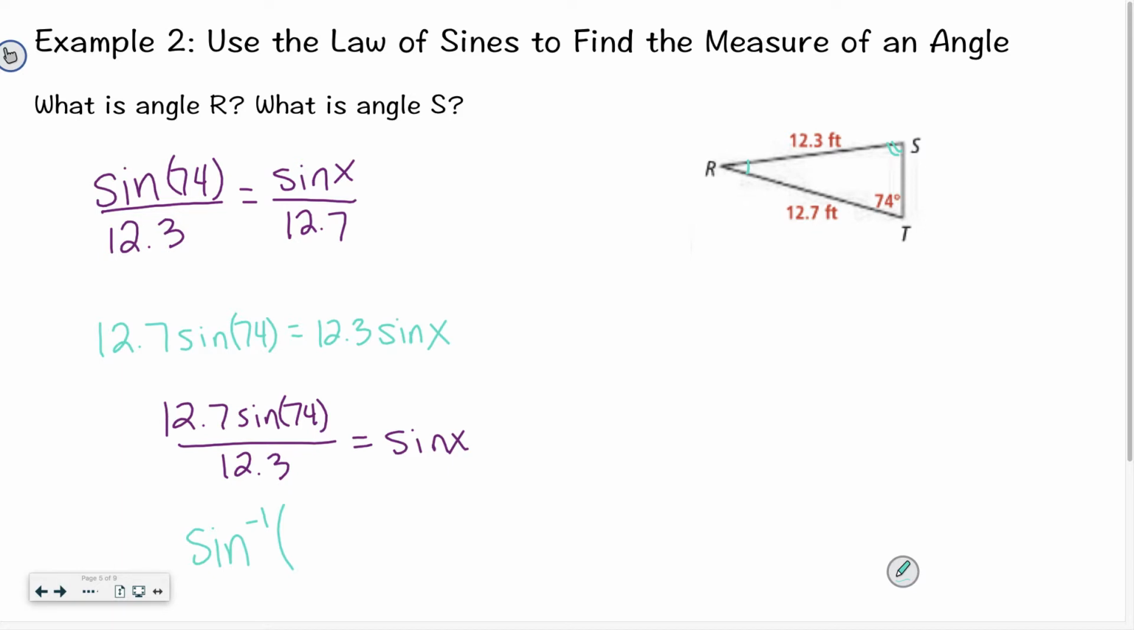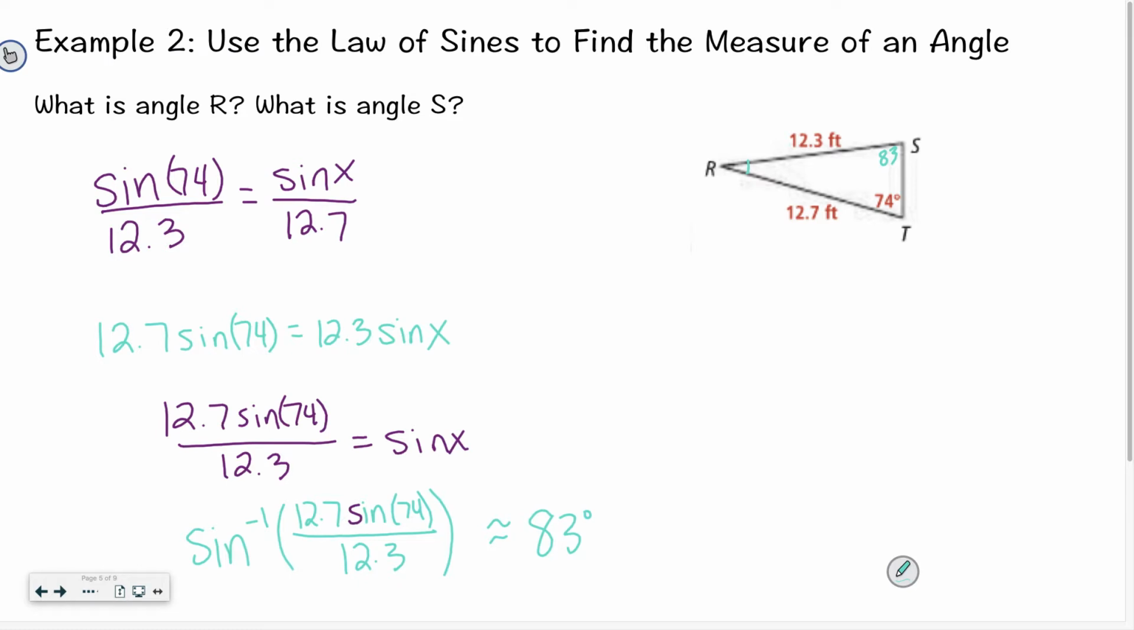My calculator will look like this. Then I'm going to type in 12.7 sine 74. I'm going to hit my division key, and then I'm going to type in 12.3, close my parentheses, and hit enter. And I'll find that this is about 83 degrees. So angle S is about 83 degrees.